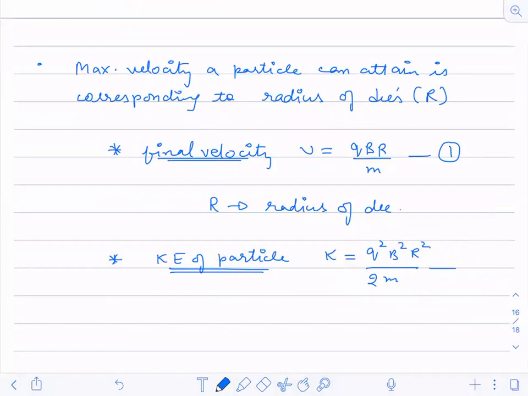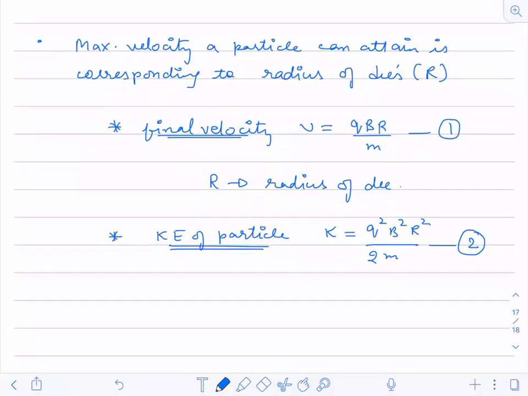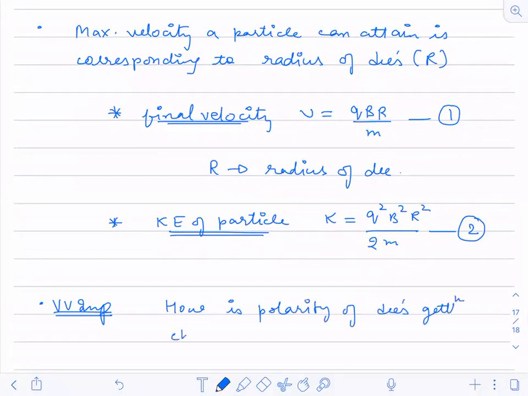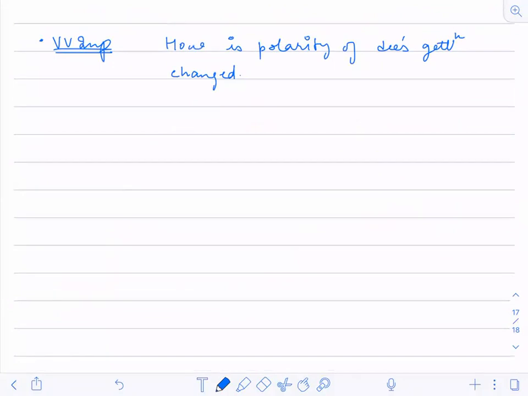Now the third thing is about the polarity. How is the polarity getting changed? The third thing is very, very important. I'm writing it as a question: how is the polarity of the D's getting changed?